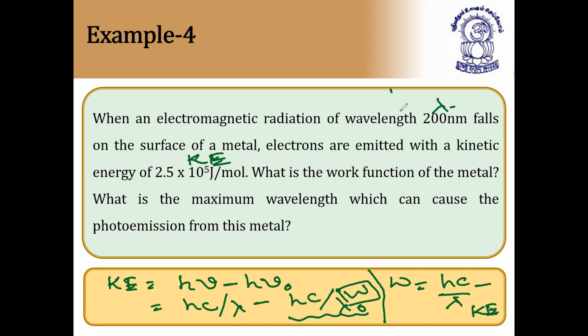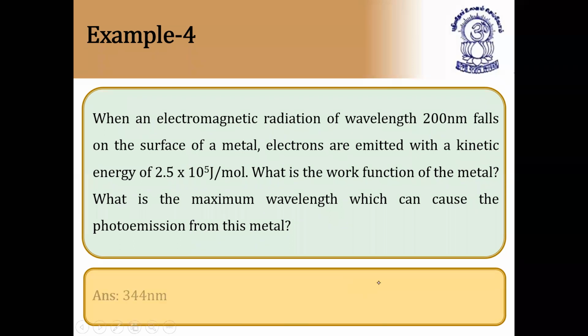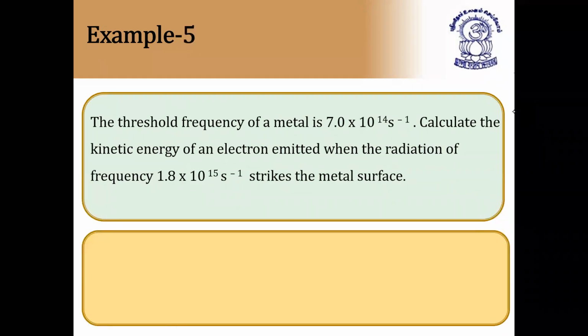So the final expression becomes work function W is equal to h, that is Planck's constant, 6.625 into 10 to the power minus 34, into 3 into 10 to the power 8 meters per second, that is C value, divided by lambda, 200 into 10 to the power minus 9, minus kinetic energy, 2.5 into 10 to the power 5 joules per mole. By substituting these values, you'll get the answer directly. I hope it is clear. I'm directly giving the answer, that is 344 nanometers.